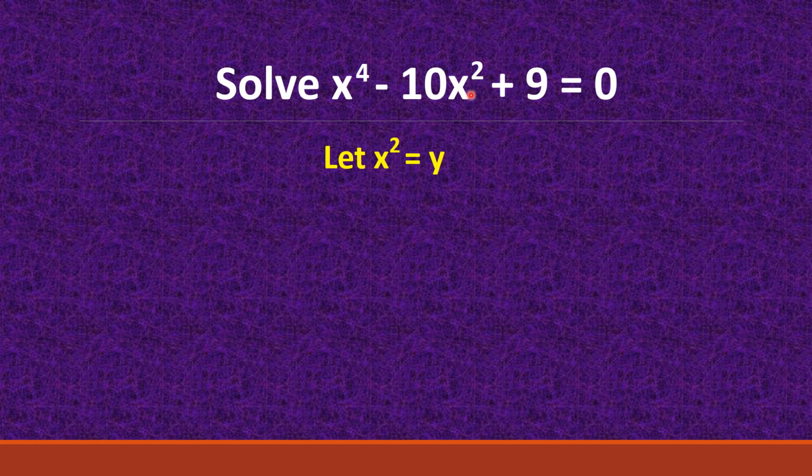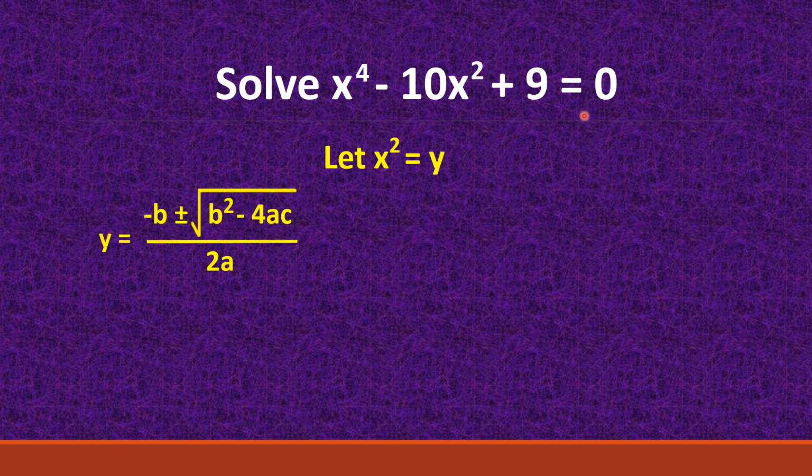Only if an equation is in quadratic equation form, we can solve it using quadratic formula method. So, in order to solve this problem using quadratic formula method, we have to convert this into quadratic equation. Let us see how we are going to convert it. We are taking x square is equal to y. When x square is equal to y, x raised to 4 becomes y square and x square becomes y. Then this equation will be y square minus 10y plus 9 is equal to 0. Thus, we got it in the quadratic equation form.